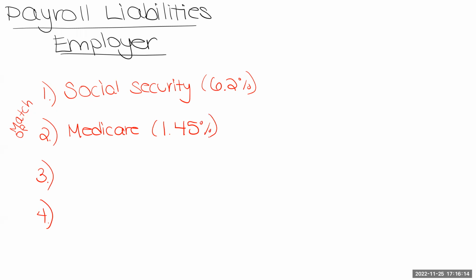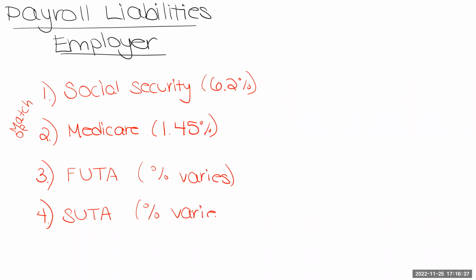Okay. The other taxes they have are federal unemployment tax and state unemployment tax, abbreviated FUTA and SUTA: Federal Unemployment Tax Act, State Unemployment Tax Act. Those are also percentages, but the percentage varies. Okay, so in the problem, they have to give you either the amount or the percentage. There is no one uniform percentage as there was for Social Security and Medicare.